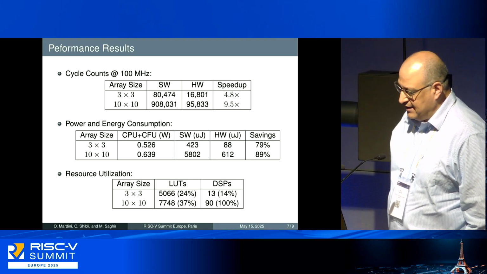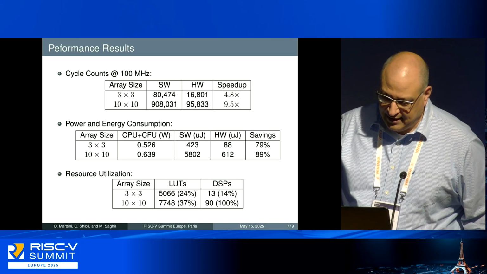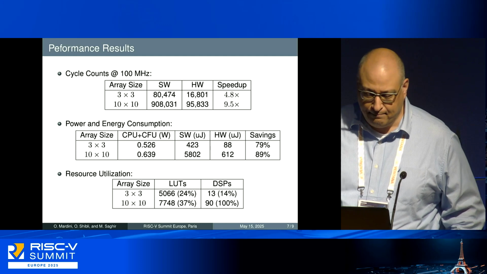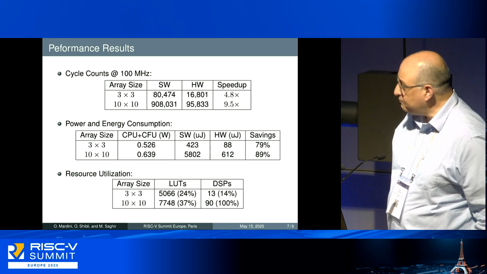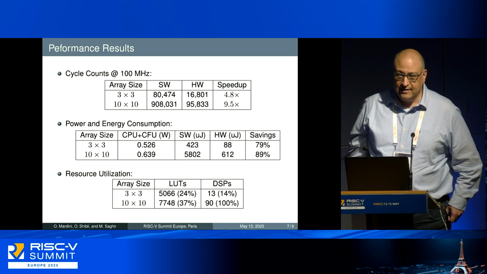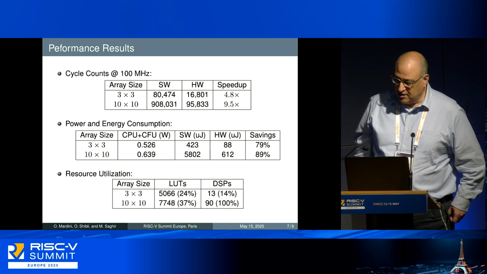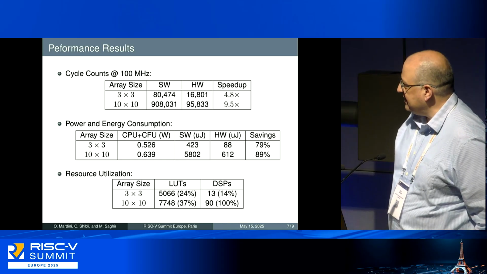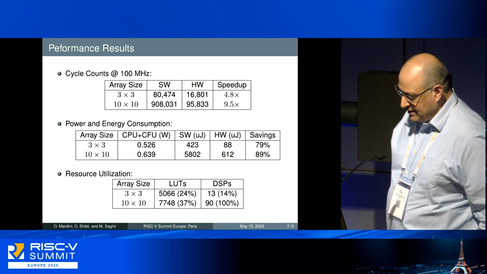But the main advantage really is in energy consumption. So for the 3 by 3, if we calculate the energy consumed, which we basically do by getting the power consumption from the synthesis reports and multiplying it by the execution time, we see that the 3 by 3 systolic array achieves a savings of about 80% energy consumption compared to the software model. And the 10 by 10 array also achieves about 90% reduction in energy. And at the bottom table, we can see the resource utilization in terms of lookup tables, as well as DSP blocks.